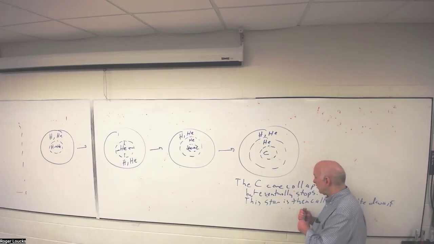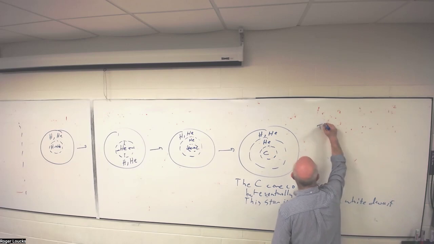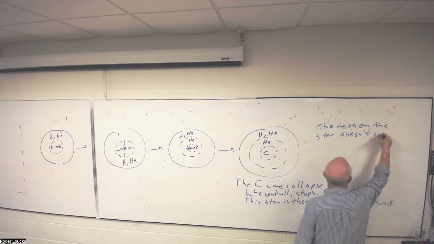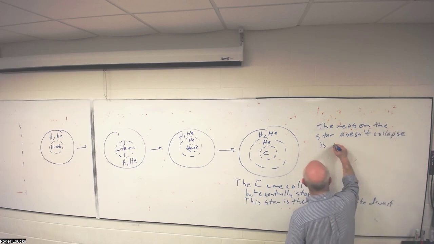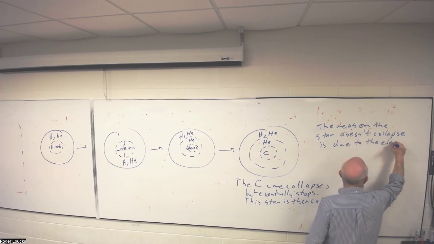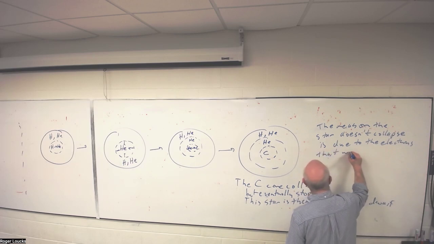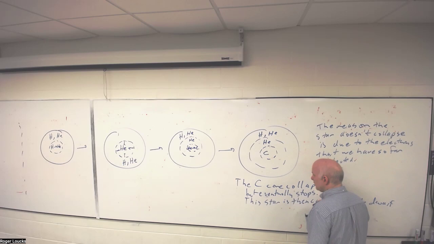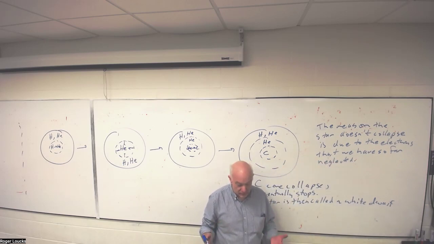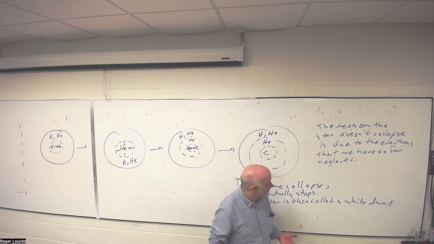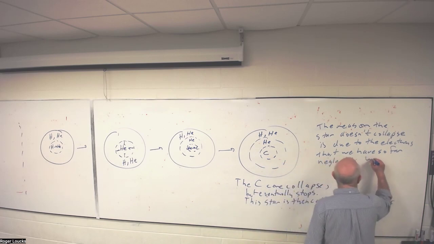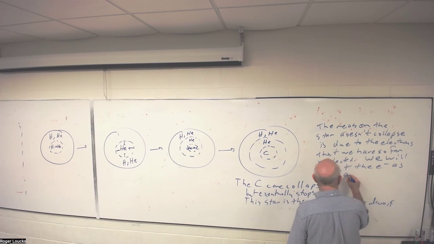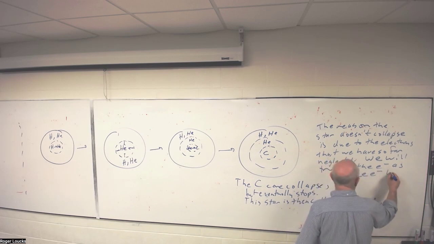Okay. So what we're going to do is this. The reason the star doesn't collapse is due to the electrons that we have so far collected. So we can treat the electrons basically like we did with metal. It's a free electron theory of metals. We'll just say free electron. So we'll treat the electrons as free electrons, like we did in metal.